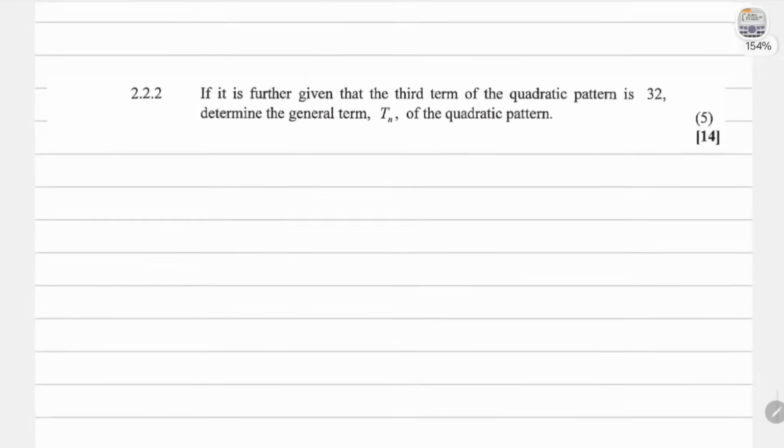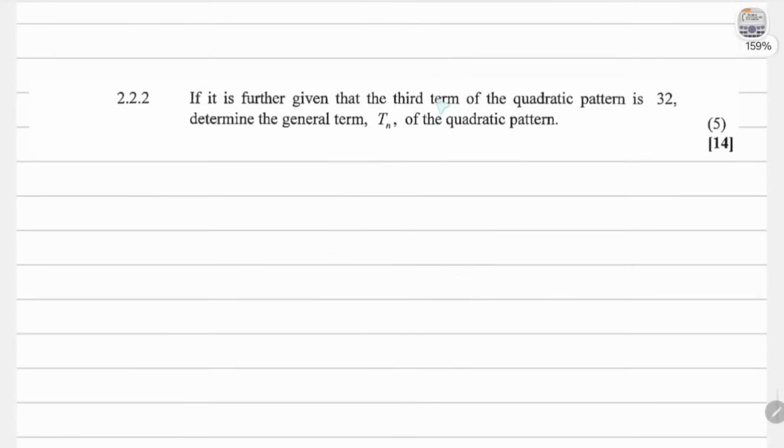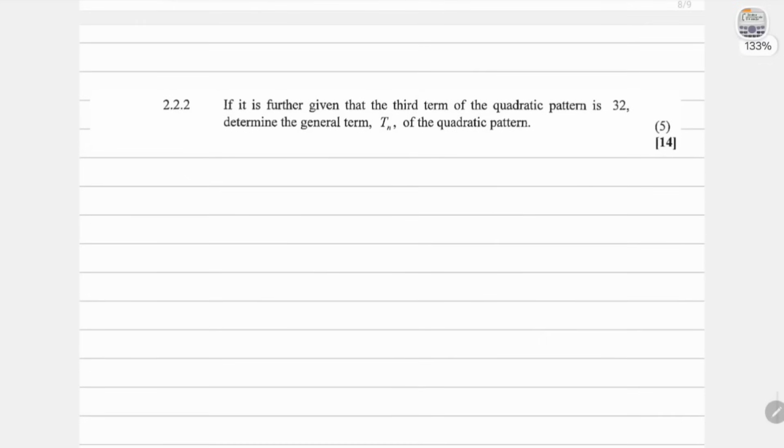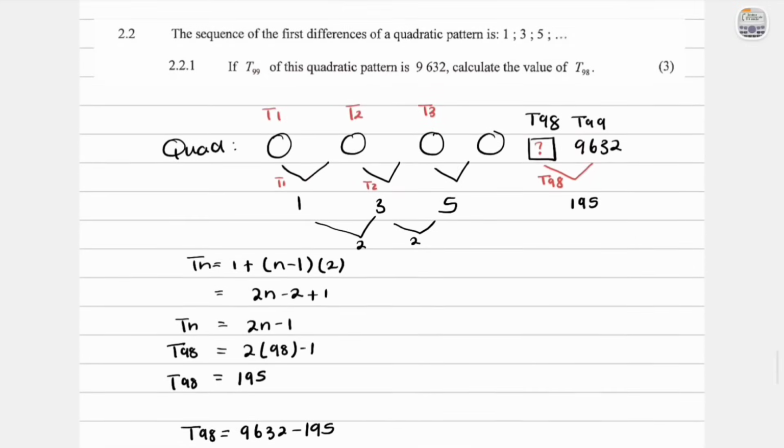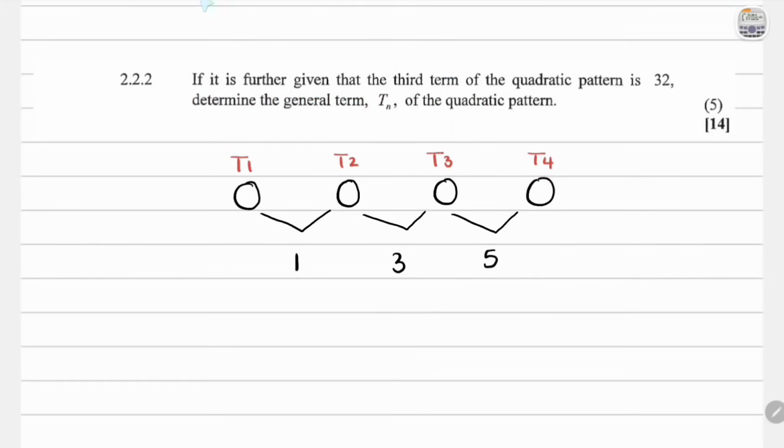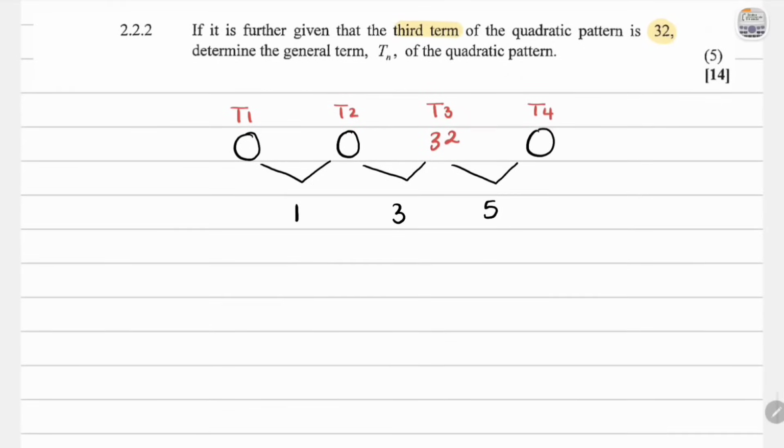Question 2.2.2 says, if it is further given that the third term of the quadratic pattern is 32, we should probably put down the information as we see it. So let's get this up here so that we can fill that in. So we are told that the third term is 32. If we are given that third term, determine the general term Tn of the quadratic pattern.